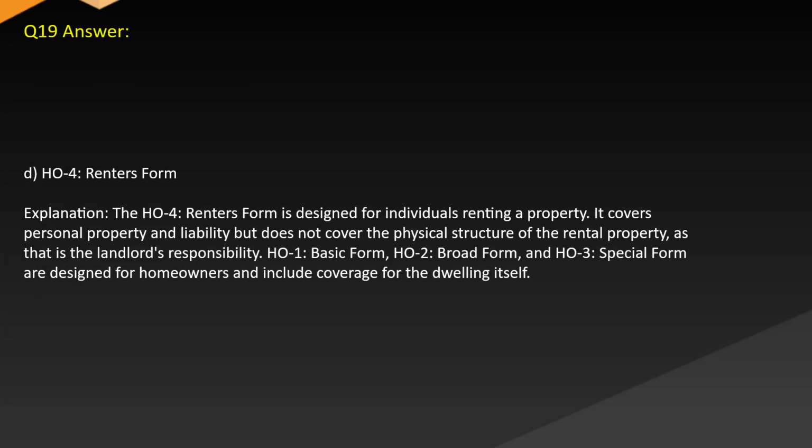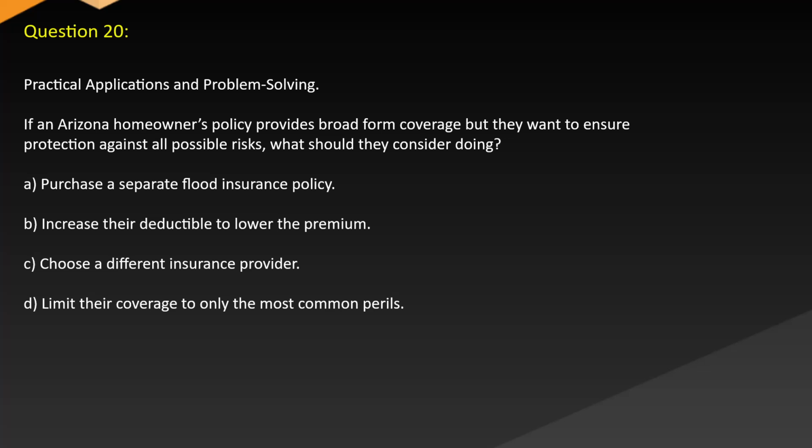Explanation. The HO4 renters form is designed for individuals renting a property. It covers personal property and liability but does not cover the physical structure of the rental property, as that is the landlord's responsibility. HO1. Basic form. HO2. Broad form and HO3. Special form are designed for homeowners and include coverage for the dwelling itself. Question 20. Practical applications and problem solving.